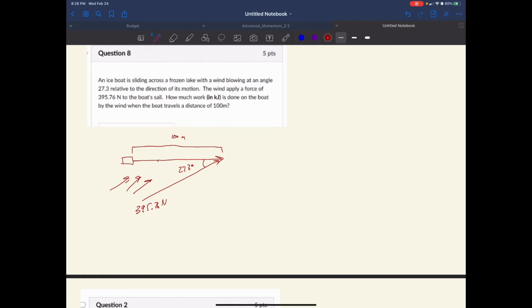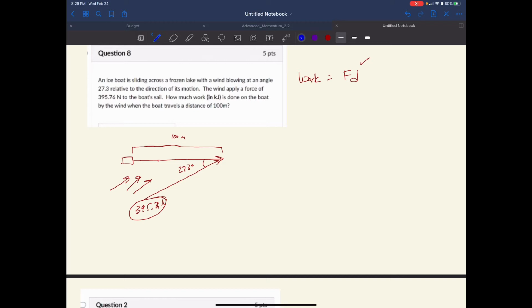So the first thing we got to think about is work is equal to FD. Well, the D is easy, 100. However, the force, we got to be a little careful. This boat is traveling in the X direction in my picture here. So this force right here, notice that it's not in the X direction, it's at an angle. So not all of this force is going to do work on the boat. It's the component of the force that is parallel to the motion.